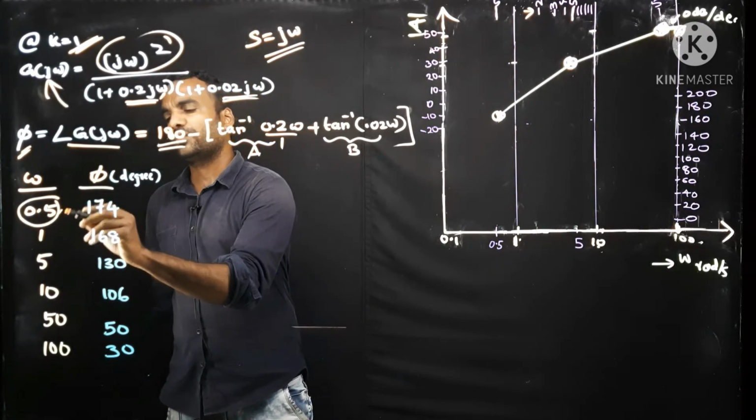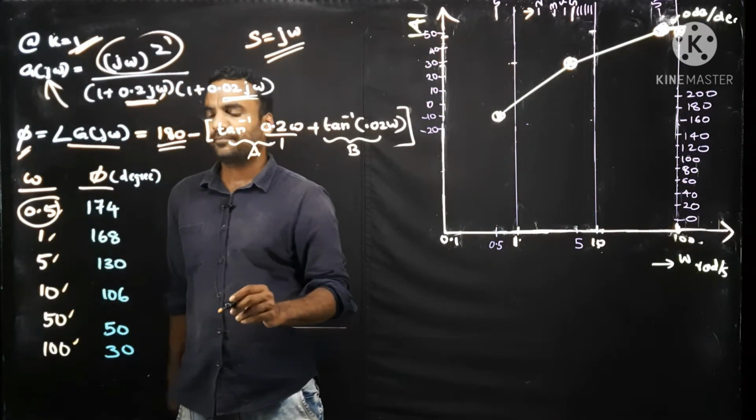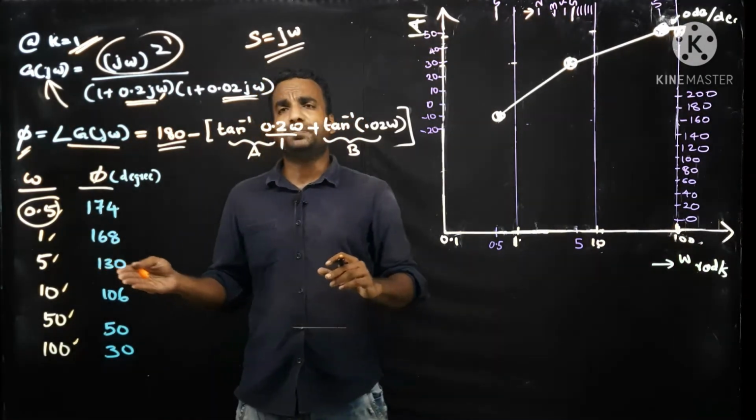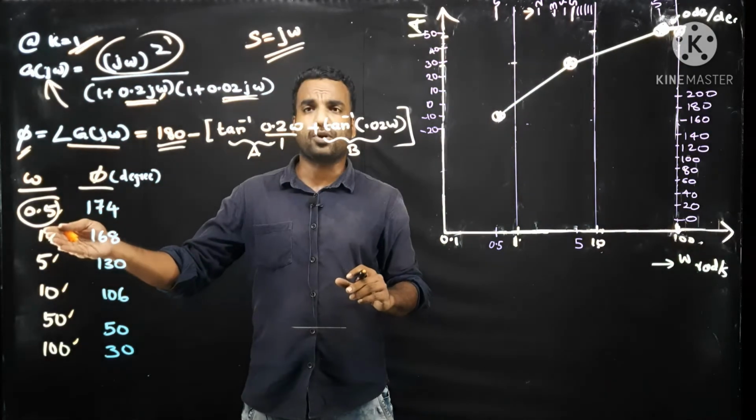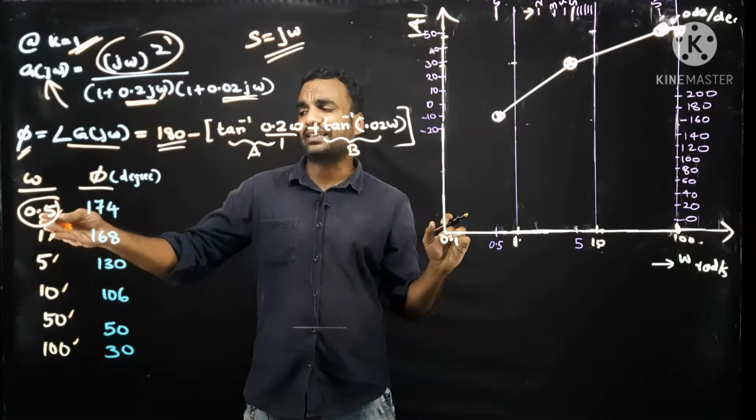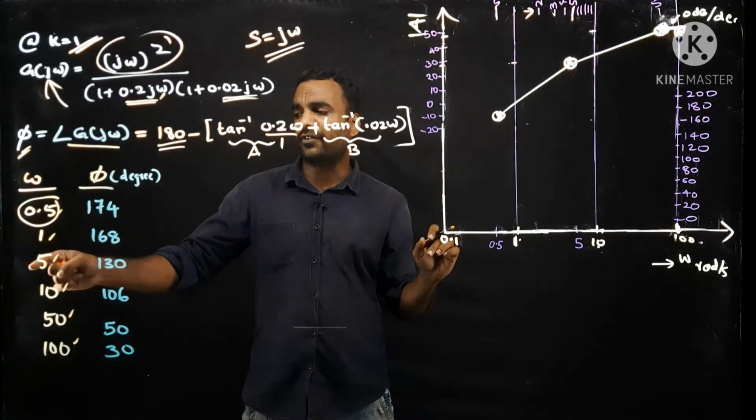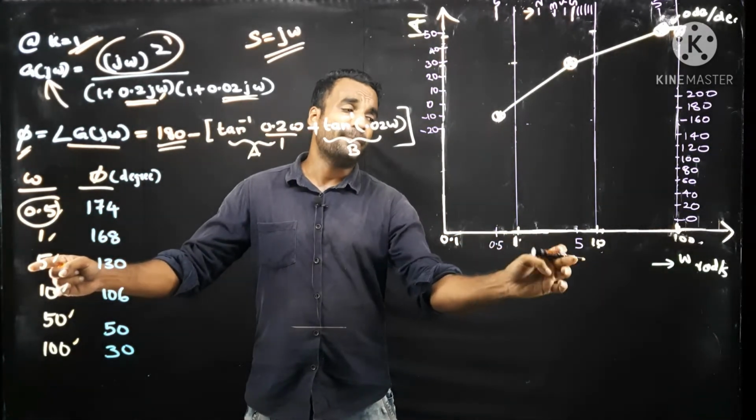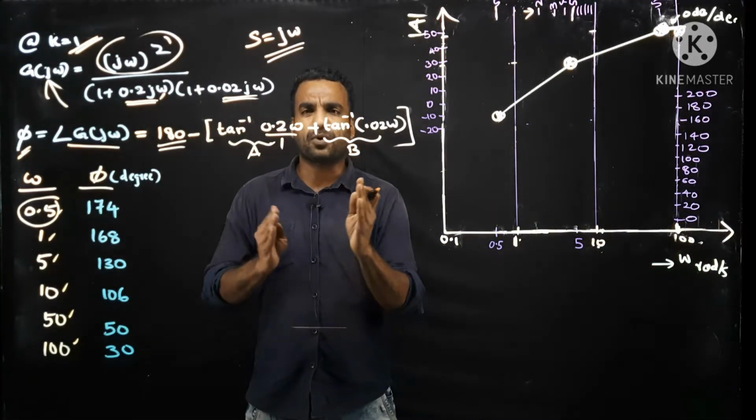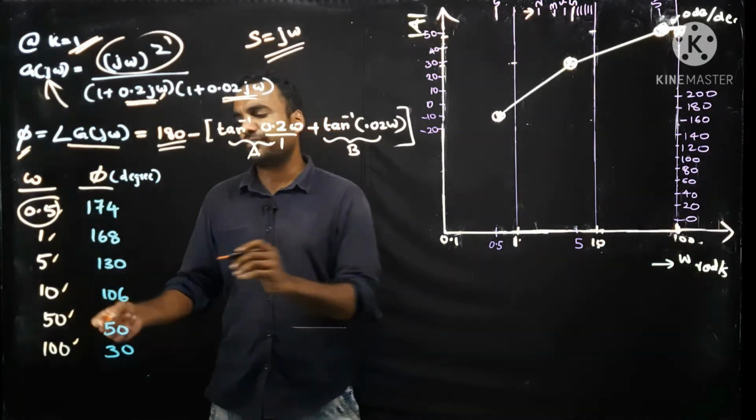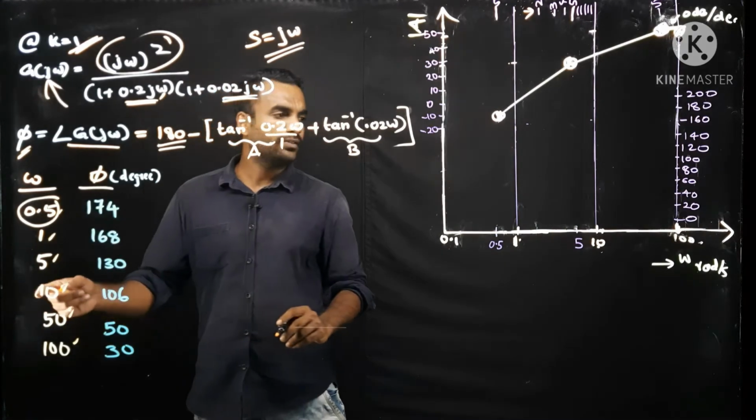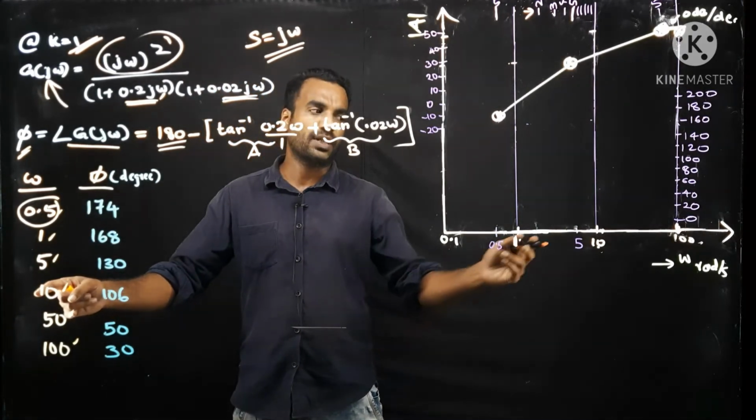So if you substitute 0.5, 1, 5, 10, 50, 100, I will get these values. It is not necessary to select only corner frequencies or frequencies we selected in magnitude plot. We can select other frequencies also, as 0.5 and 5 are the frequencies that we used in magnitude plot. But here 1 is also we are using in order to get more accuracy. Like that 10, 50, 100. 10 was not there initially in magnitude calculation.